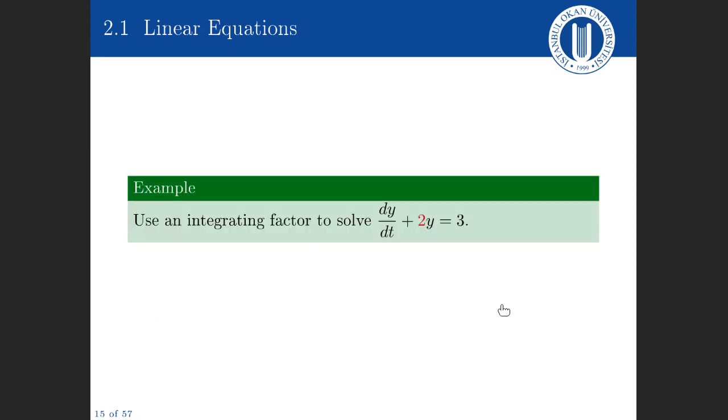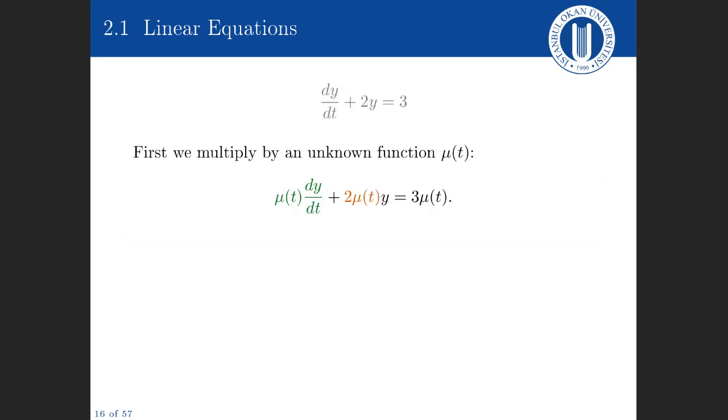So, for example, use an integrating factor to solve dy dt plus 2y is equal to 3. We know how to solve this equation from last week. We already know the answer, but now I want to solve it using the new method. We need an integrating factor mu t. We don't know it yet, so let's just keep it as mu t. Let's multiply the differential equation by mu t. So then we get mu t dy dt plus 2 mu t y is equal to 3 mu t. Everything is multiplied by mu t.